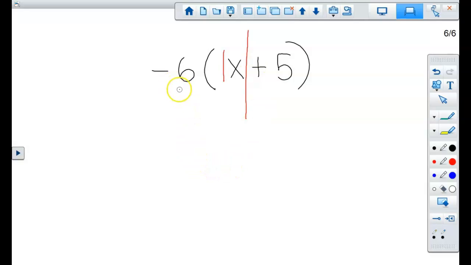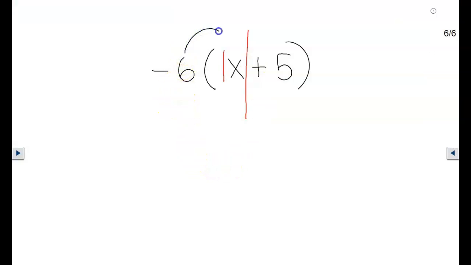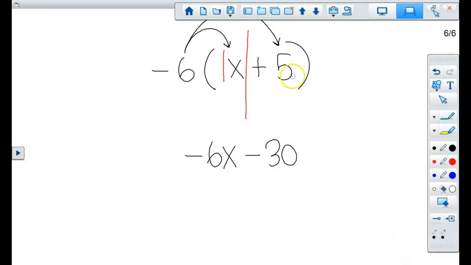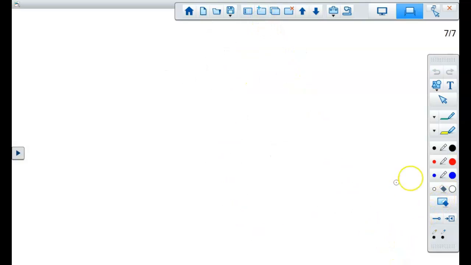So we're going to multiply each member by negative 6. So negative 6 times 1x. Negative 6 times 1 is negative 6. Reattach x. And then negative 6 times positive 5. Negative 30. So we write minus 30 because it's negative 30. So negative 6x minus 30 should be your answer. Hope you did good on that.